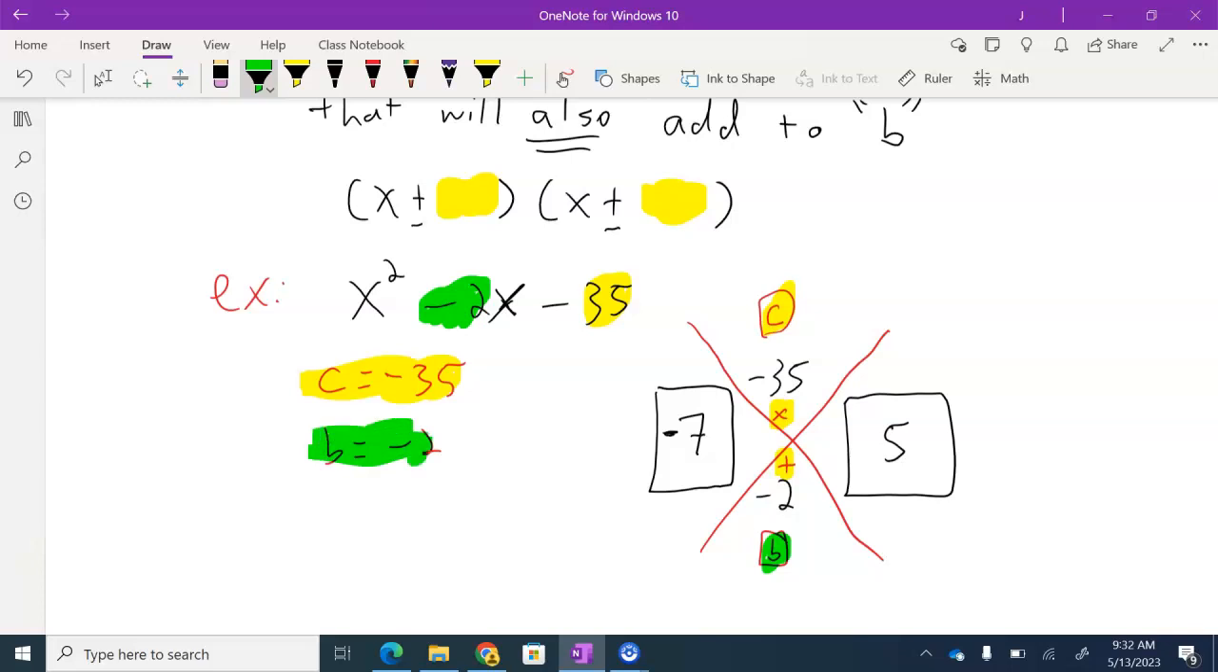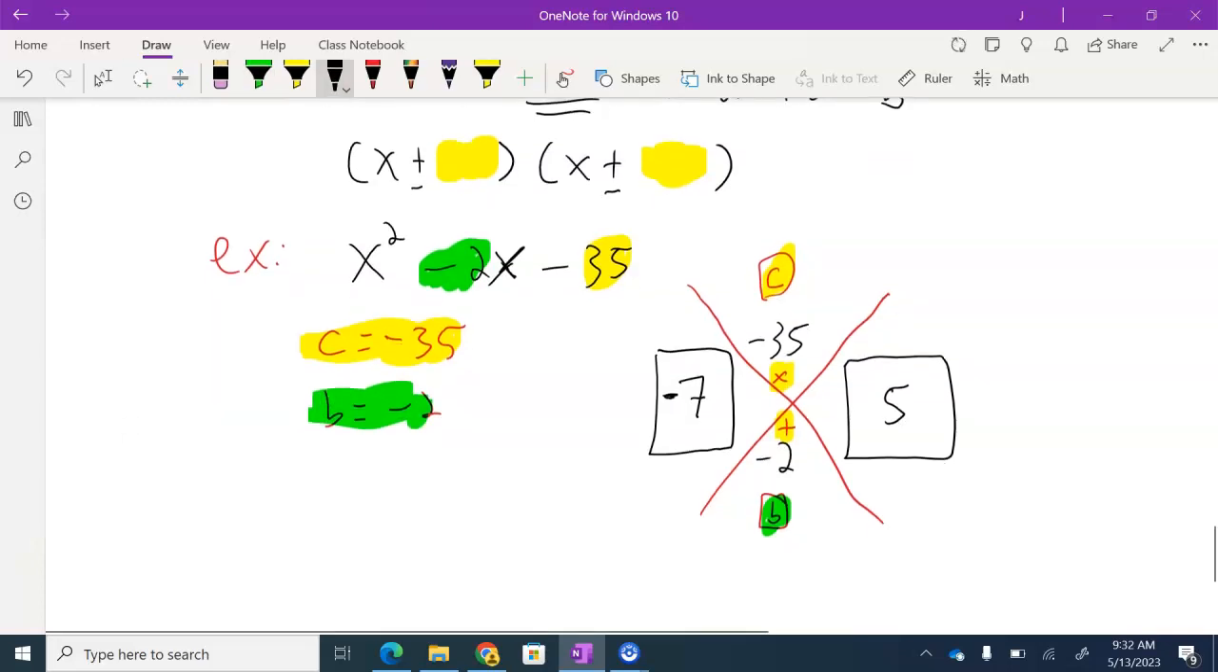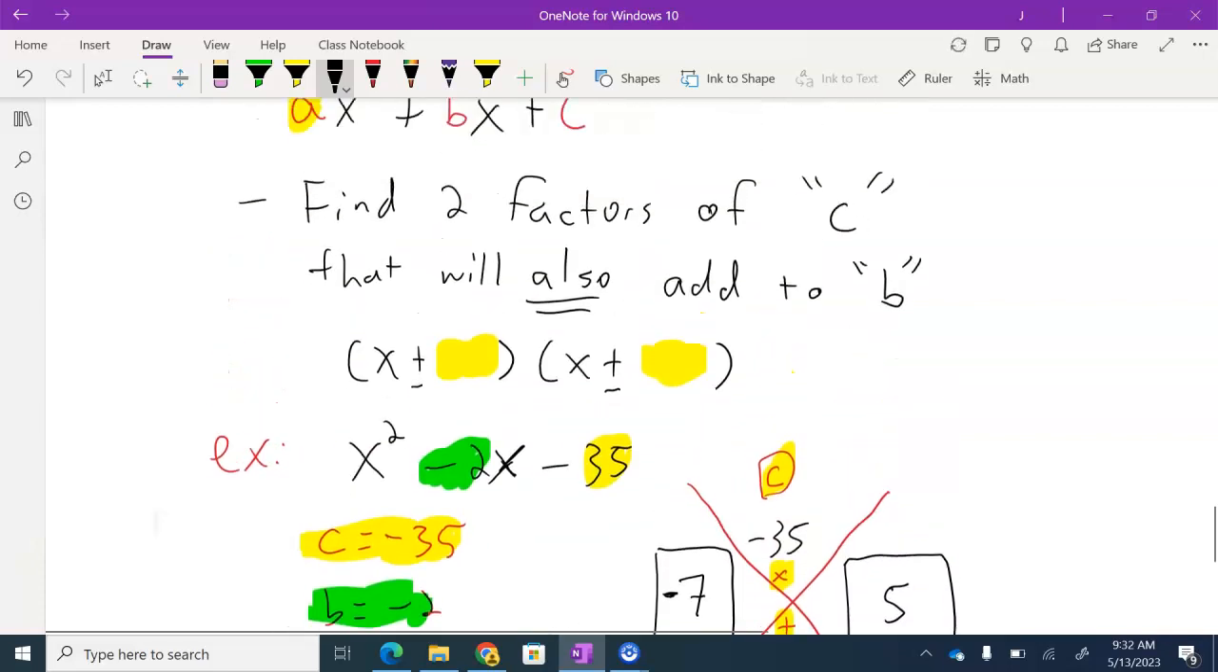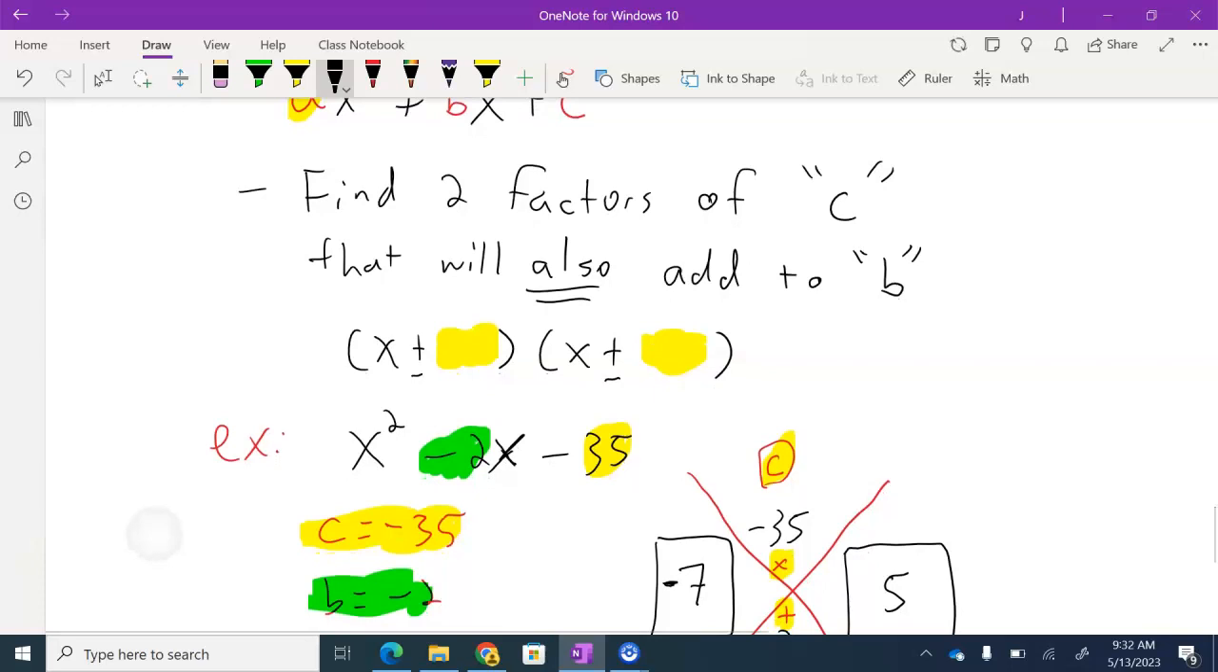Once you find those two numbers, then all you have to do is set it up in parentheses, x minus 7, x plus 5, because the 5 was positive and the 7 was negative. Sorry about that. Okay, that is what you're doing. What two factors multiply to C and add to B?